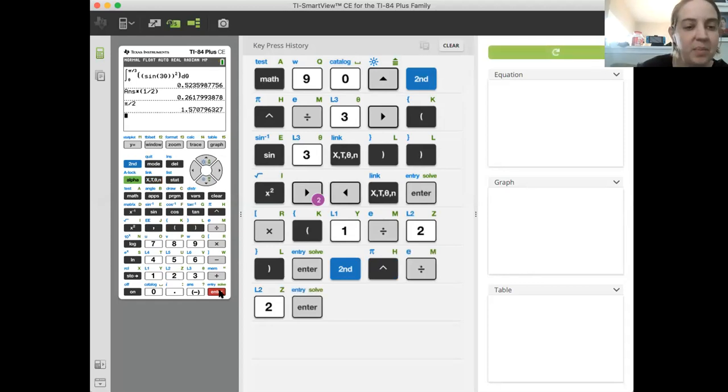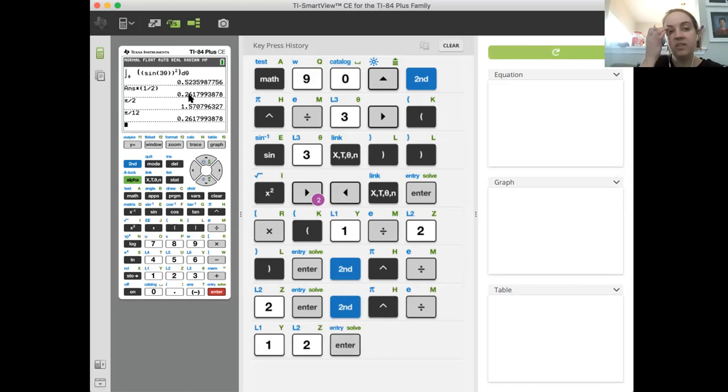Now, we had said our answer was pi divided by 2, so let's see, pi divided by 2. Not pi divided by 2, how about pi divided by 12? Try again. There we go, 0.261, 0.261. So we do have the right answer. Excellent.